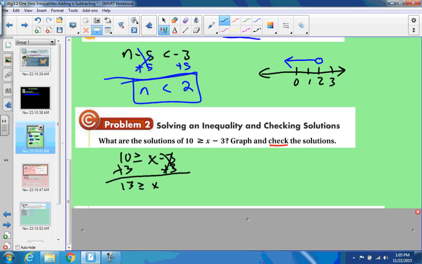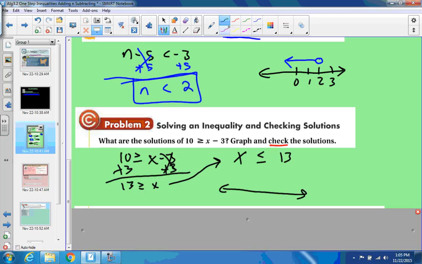Now, I've told you this before when we were graphing last section, that before you graph it, you should switch it around so that the variable is in front. So if you put the variable in front here, you put the number in the back, and you have to then flip the sign. So if it's opening up to the 13, it still should open up to the 13, but that would mean it's turned into a less than or equal to sign.